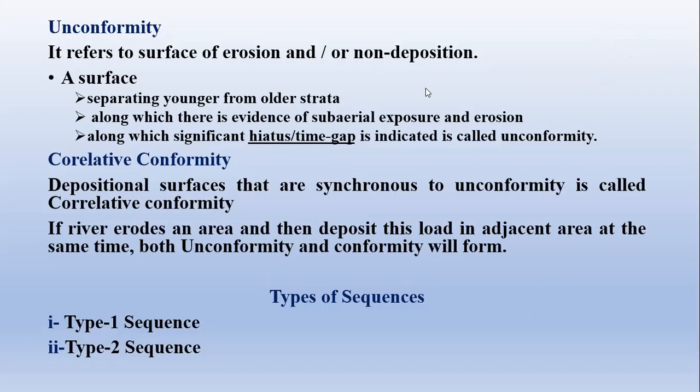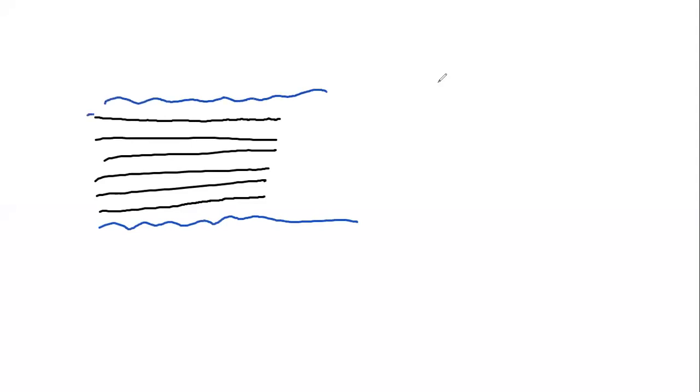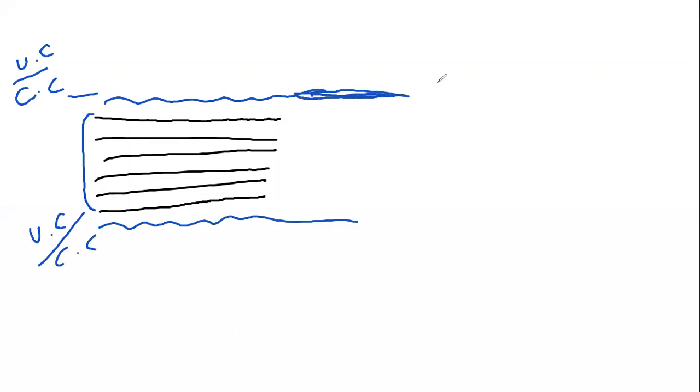As we discussed, a sequence is an unconformity or correlative conformity bounded succession of conformable strata. These are the conformable succession of strata, and these are unconformity or correlative conformity. And remember that unconformity and their correlative conformity in sequence stratigraphy is also termed as sequence boundary.